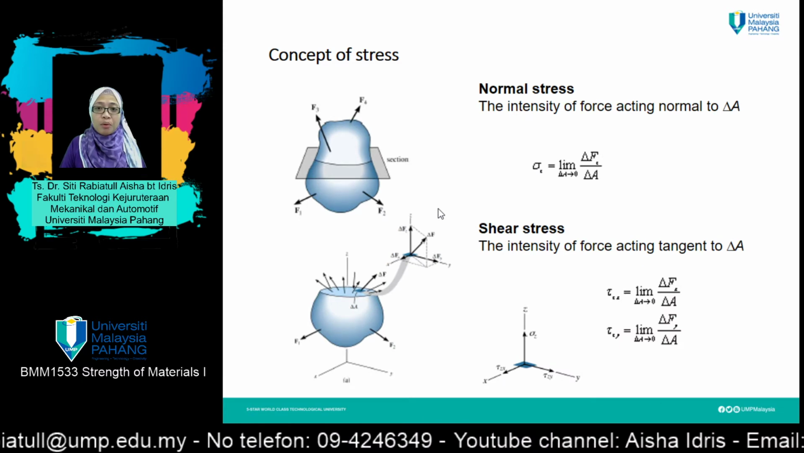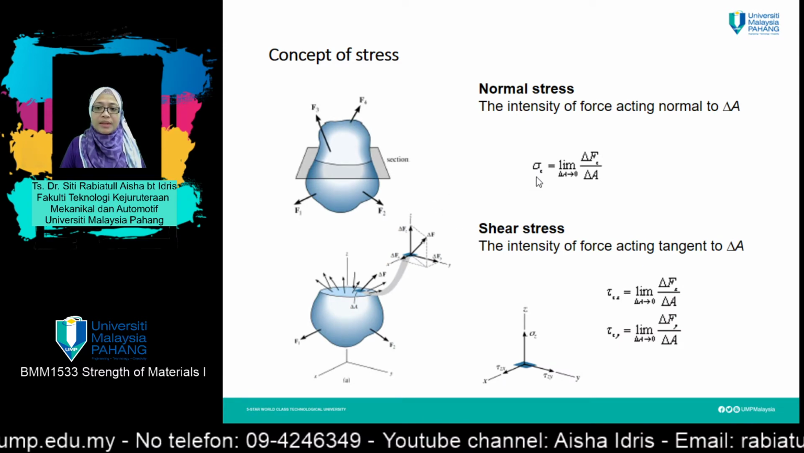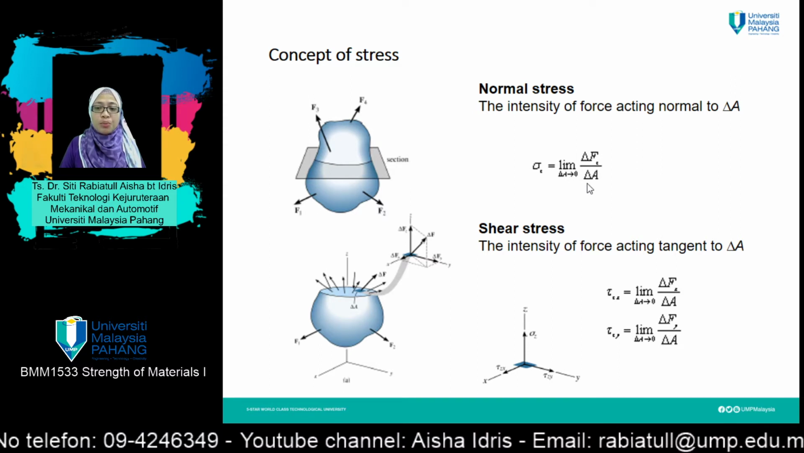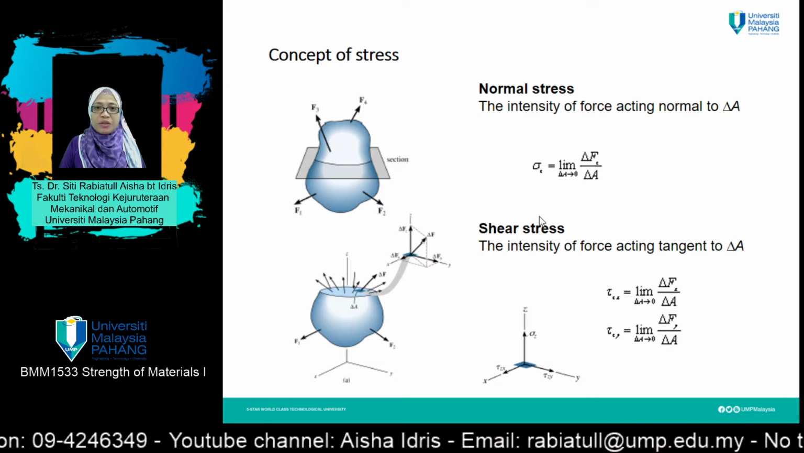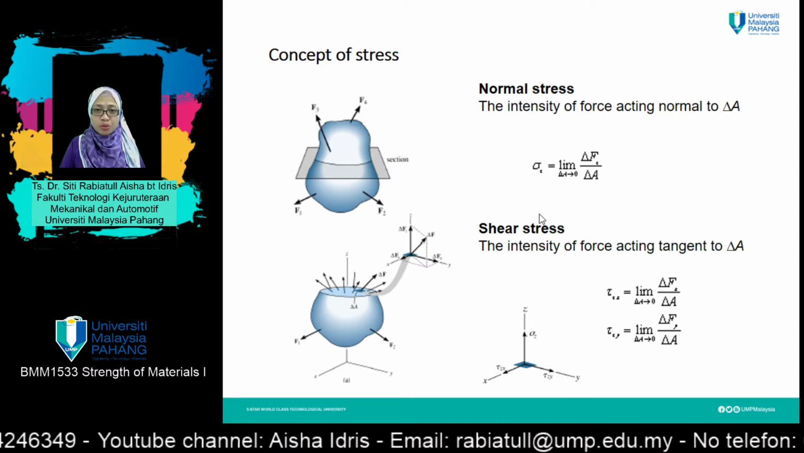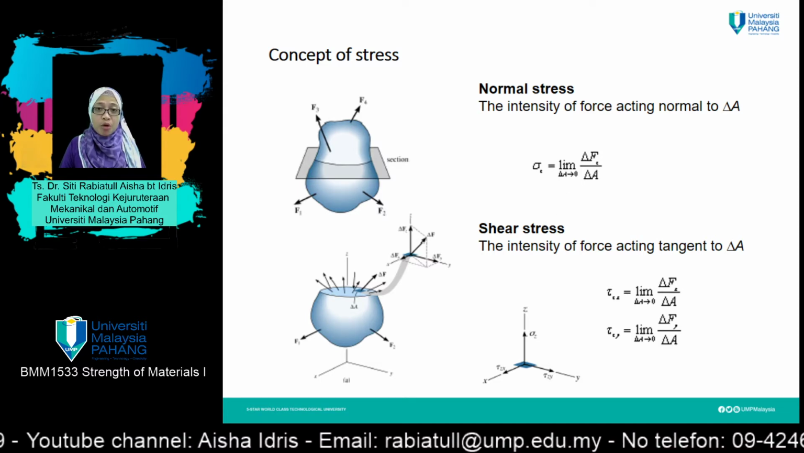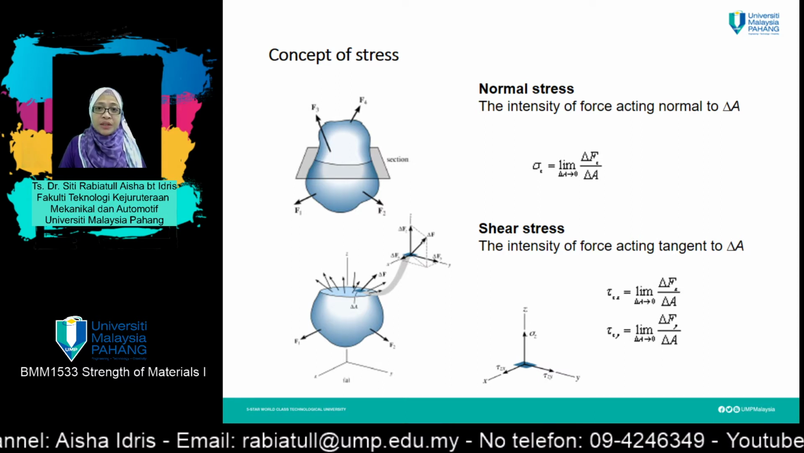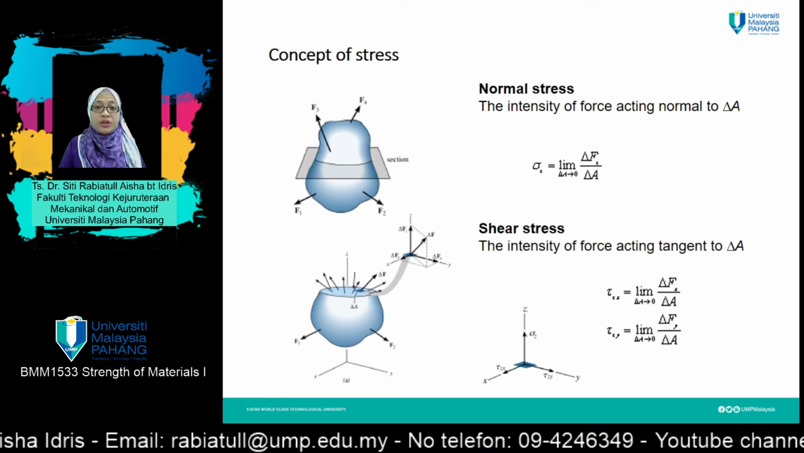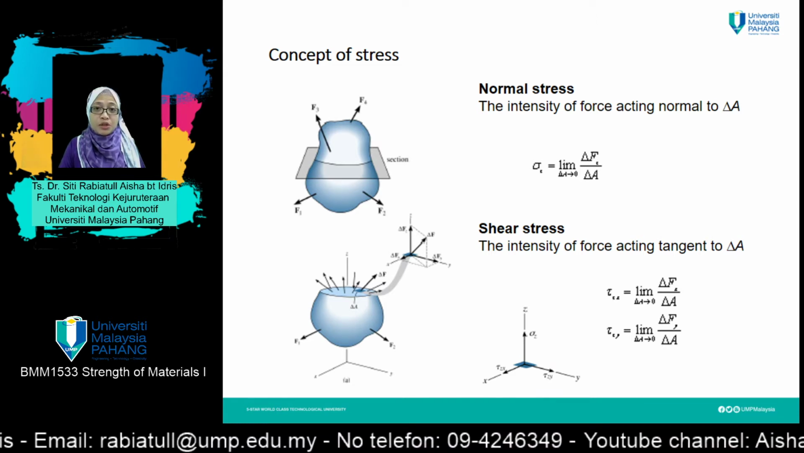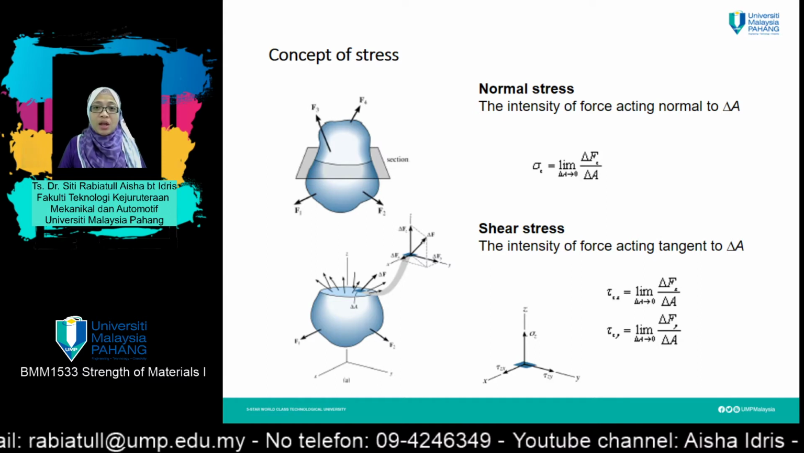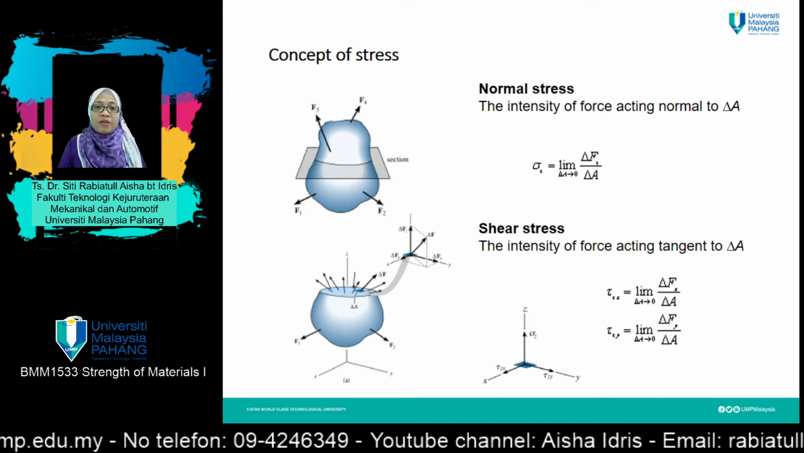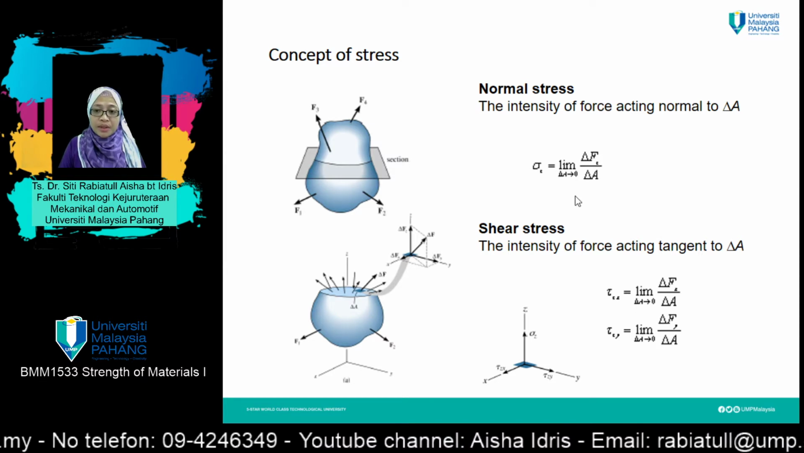The formula for normal stress is sigma equals F over A or sigma equals P over A. Whereas for shear stress, the equation is tau equals V over A. V actually represents the shear force, forces due to shear. Whereas in normal stress, P represents forces due to axial loading.